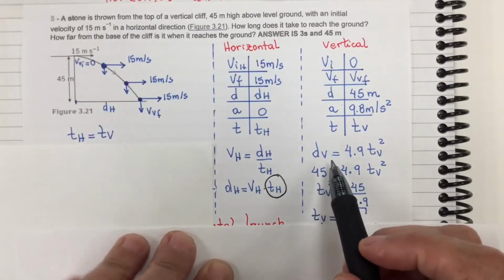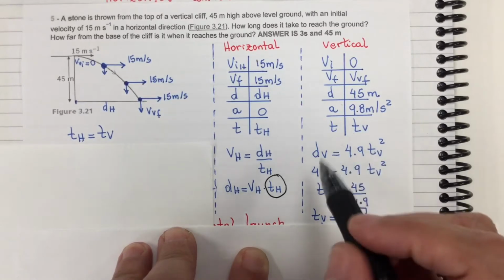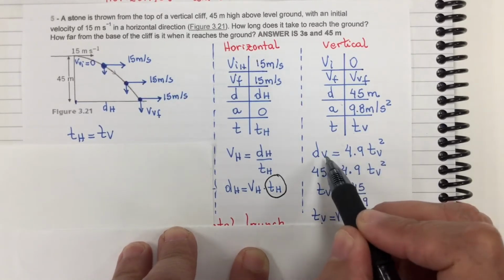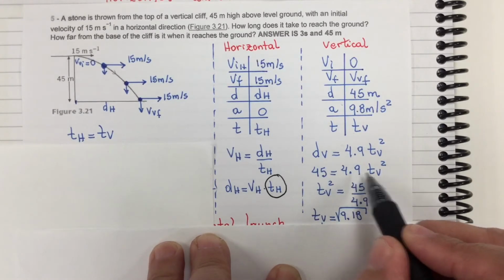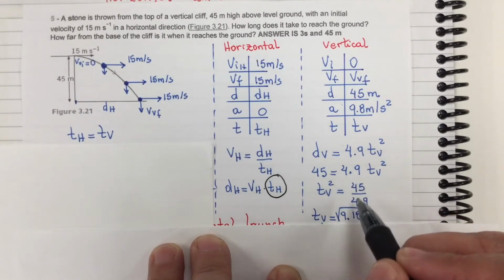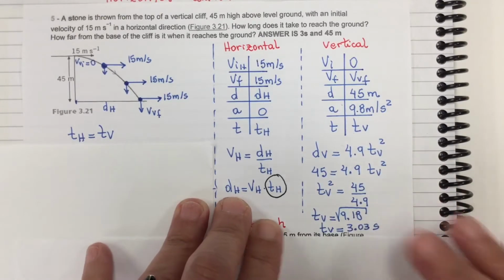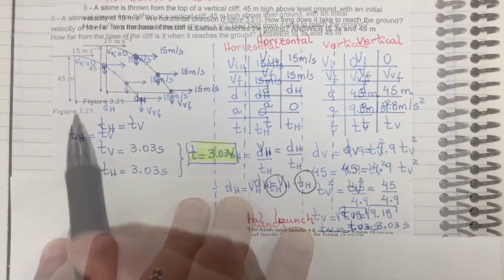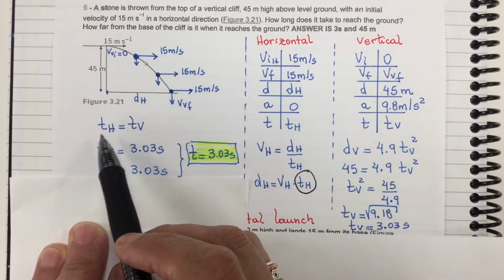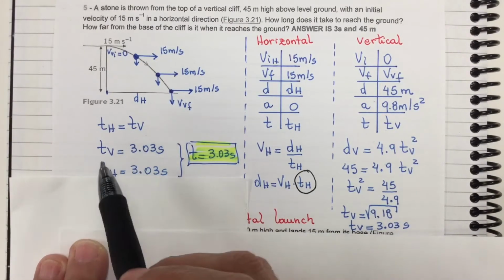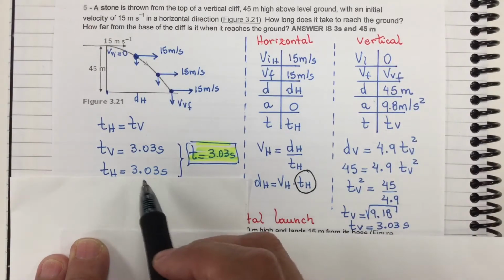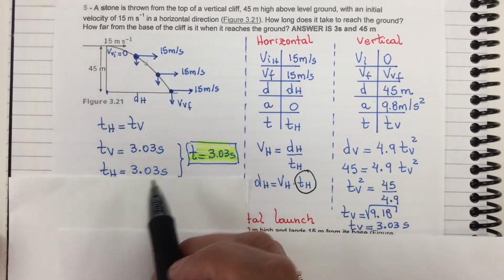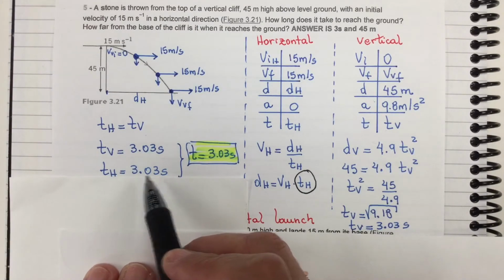So using this equation, dV is equal to 4.9 TV squared. Notice that I'm using subs here, just subscript, like V for vertical. So my dV is 45, 4.9 TV squared. That's what I'm looking for. So my TV is 3.03 seconds. So here we have that since TH and TV are the same, the vertical time is 3.03 seconds that we calculated here, and then we can infer that the horizontal time is also 3.03.